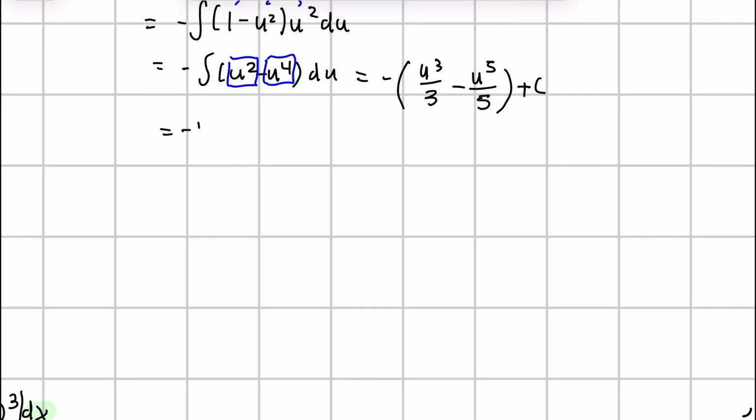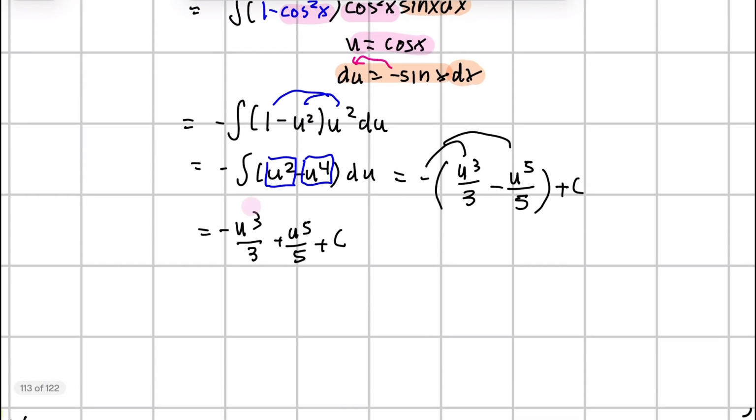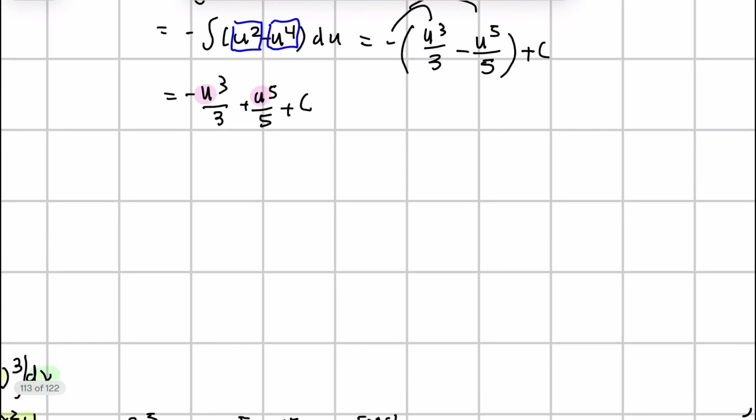So you have negative u to the power of 3. You'd have to distribute the negative, right? And then you're going to divide that by 3. And then you have u to the power of 5 divided by 5 plus c. So then what was u equal to? Again, u is equal to cosine of x. So then you can just write your cosine of x for each of those locations. You have this is equal to negative cosine to the power of 3 of x divided by 3 plus cosine to the power of 5 of x divided by 5 plus c. So that is going to be your final answer.